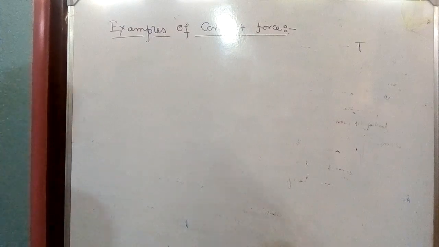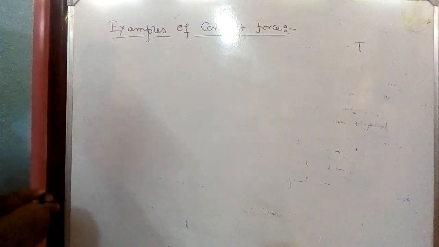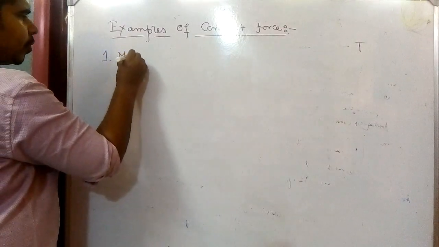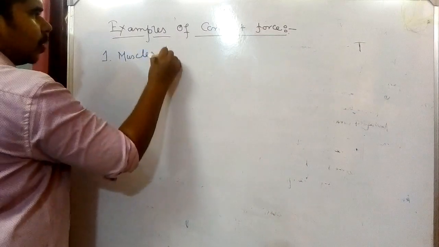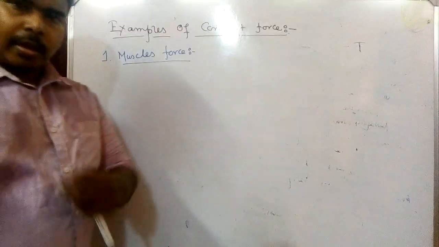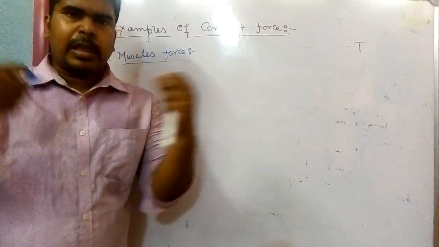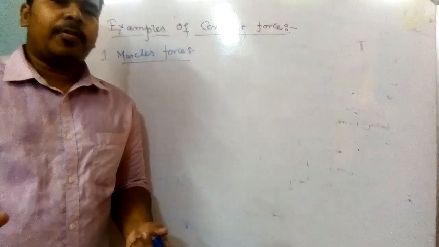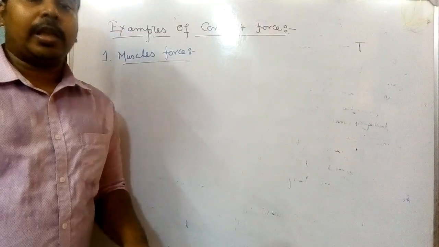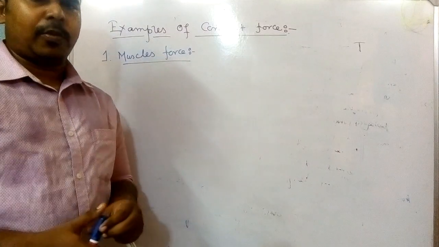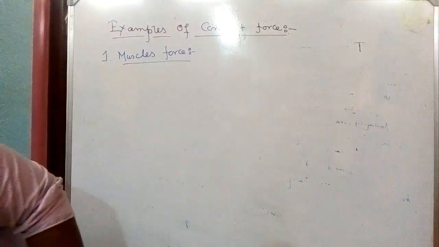First thing we will see the examples of contact force. So the first example is known as muscle force. Whenever we are talking about muscle, everyone thinks about biceps, triceps, but not like that. All the work we do ourselves by applying our own force is known as muscle force. Assume I am taking a book in my hand.